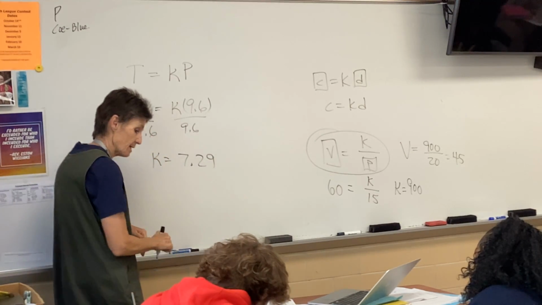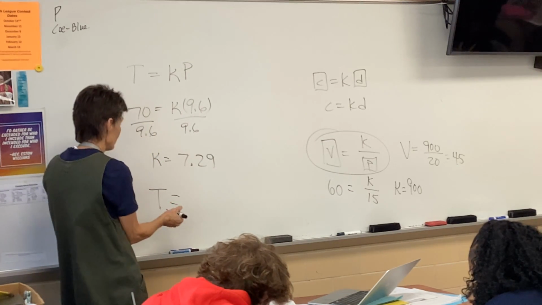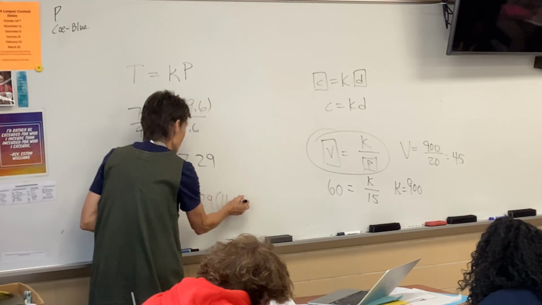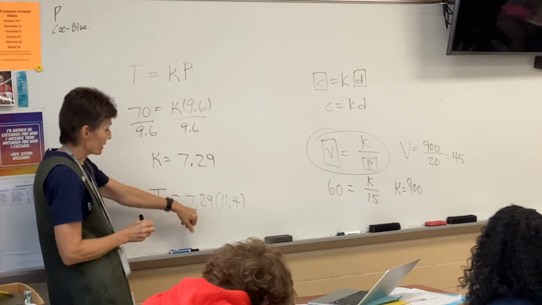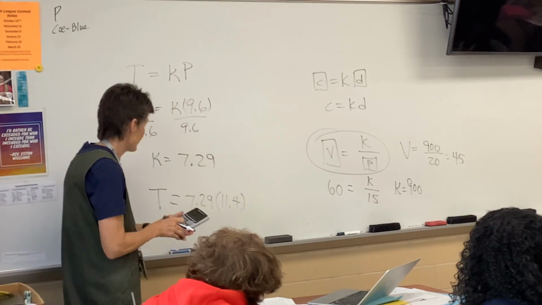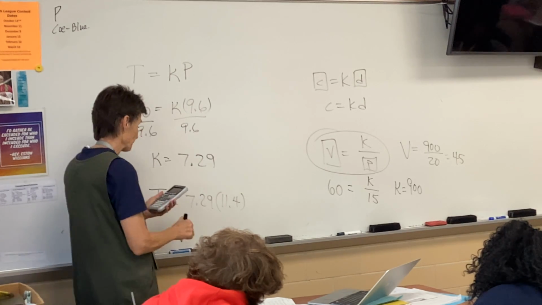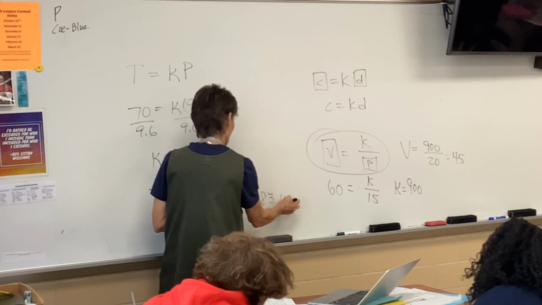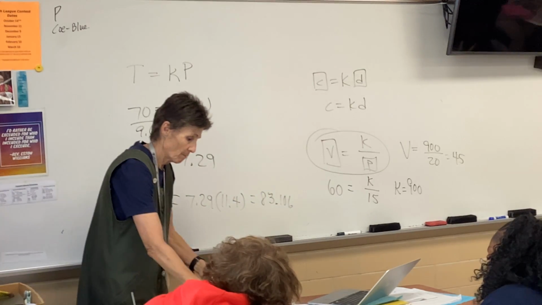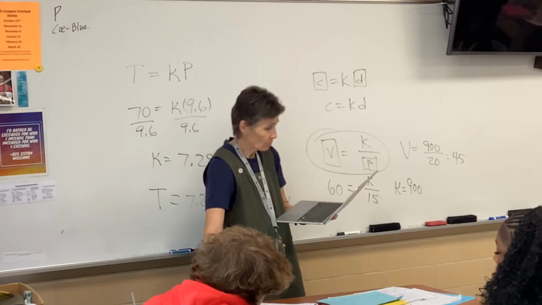And then it says T equals, find the temperature when the pressure is 11.4. So remember, you now know K. K goes in there. You know the pressure is 11.4, so we'll just multiply those two things together, and I got 83.106 or 83.12 if you rounded that off. Okay?